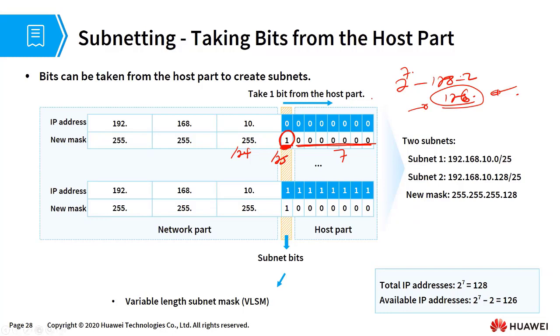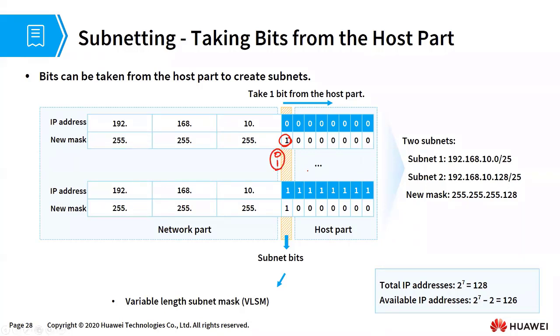Now we have 2 networks. Every time we borrow 1 bit, remember this 1 bit can be a 0 or a 1, meaning we have got 2 new networks. Are we together? If we borrowed 2 bits, this one can be a 0 and this one a 1, this one a 0 and this one a 0, this one a 1 and this one a 0, this one a 1 and this one a 1. How many networks have we created? 4 new networks. Is anyone getting this? Yes.